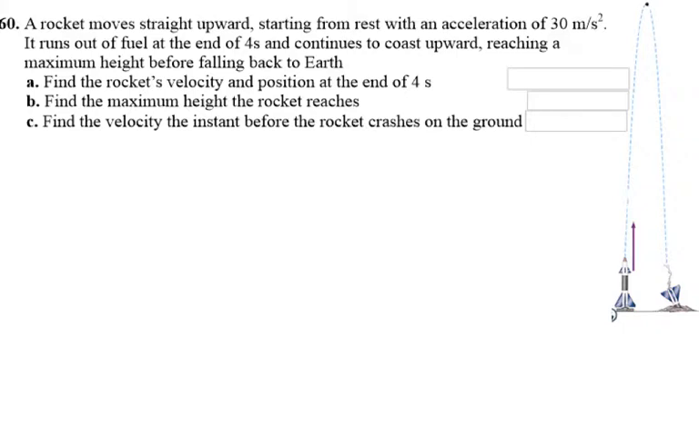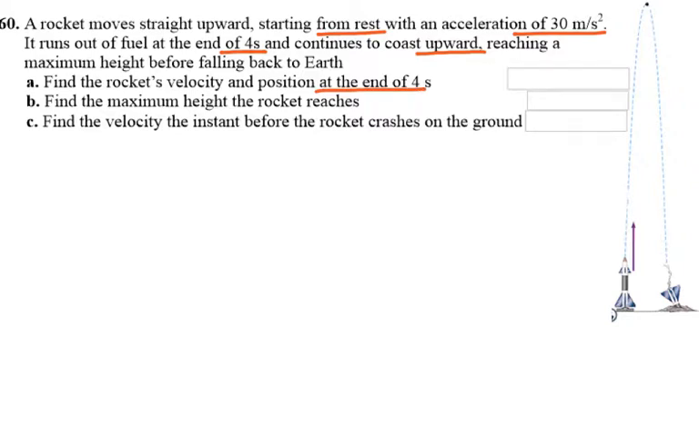So the rocket moves straight upward from rest, so the initial velocity is 0, with an acceleration of 30 meters per second squared. It runs out of fuel after 4 seconds and continues to coast upward, reaching a maximum height before falling back to Earth. Find the rocket's velocity and position at 4 seconds.